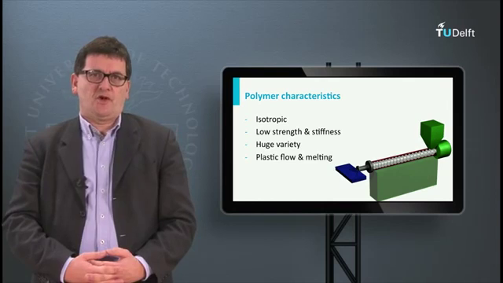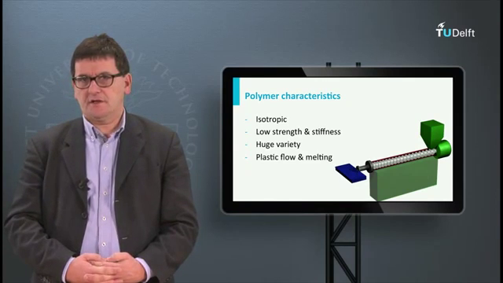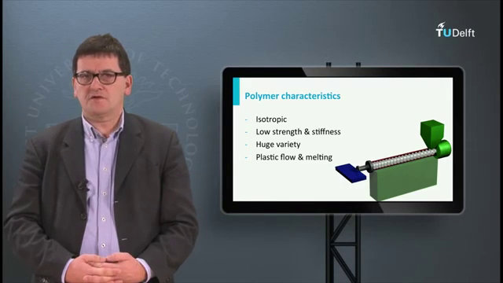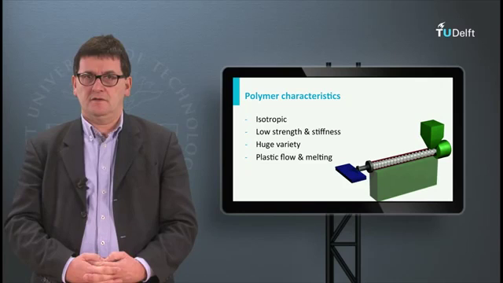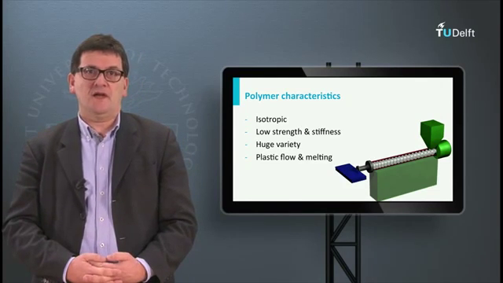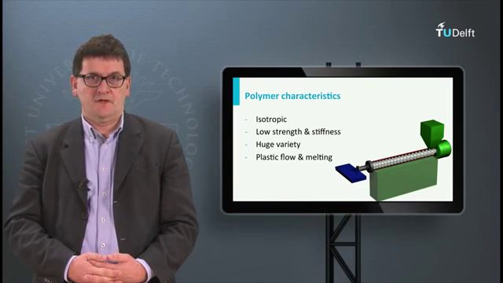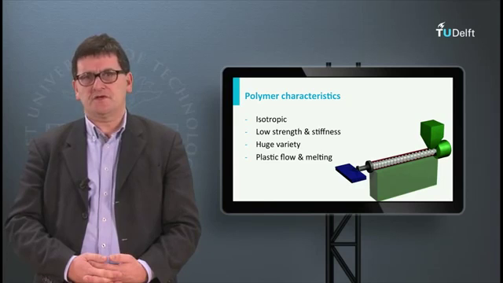Looking at the properties of polymers, we see that polymers are isotropic, just like metals. We also see that polymers have a low strength and stiffness. Furthermore, the diversity in polymers is huge. There are many different specific polymers. Polymers are also easy to process.